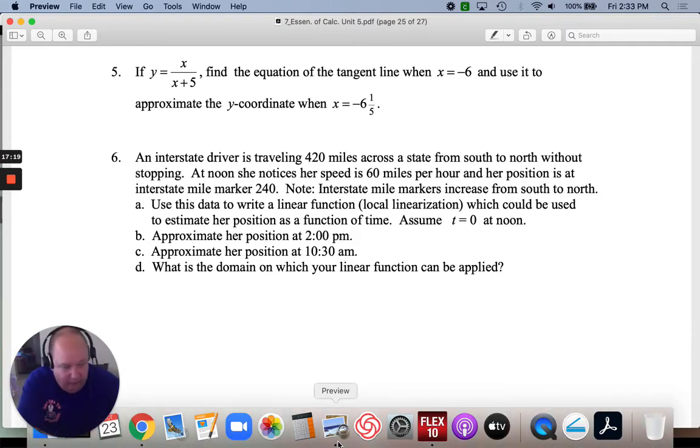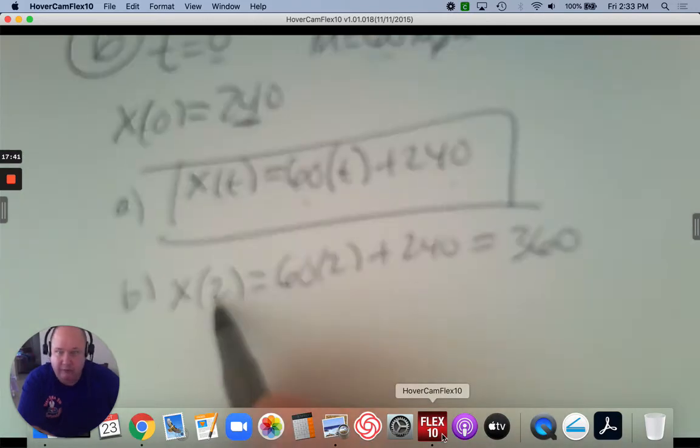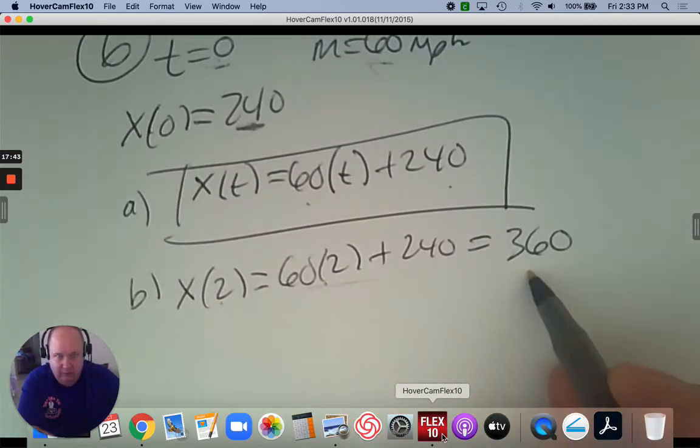B, approximate her position at 2 p.m. So that would be 2 hours later. So plug in 2. And when you plug in 2, you get 360, right? So at 2 p.m., it's 2 hours later. Plug in 2, and you get 360 as the mile marker.